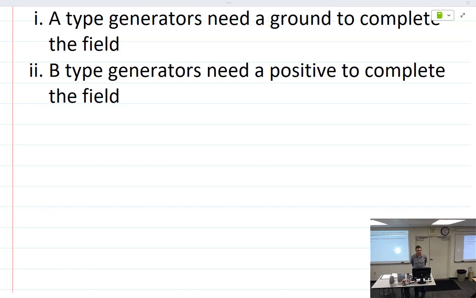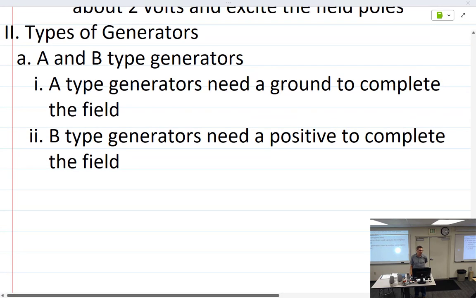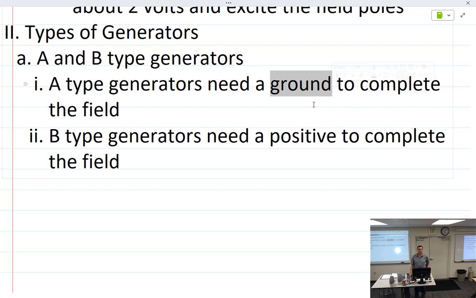Okay, talking about generators. We left off yesterday with the A type and the B type. So the A type generators need a ground to complete the field. And why is that important, the field? What's the field have to do with anything? Generates the current. That's what we control to control the output of the generator. We have to control the field.